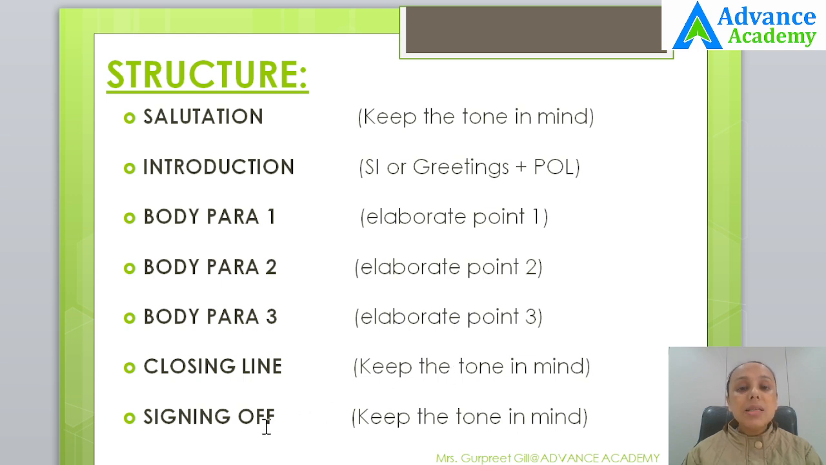And then the last is signing off. Signing off means you're just putting your name over there along with the regards. But that is also different for semi-formal, formal, and casual letters. You have to keep the tone in mind. Let us learn all these things one by one now.